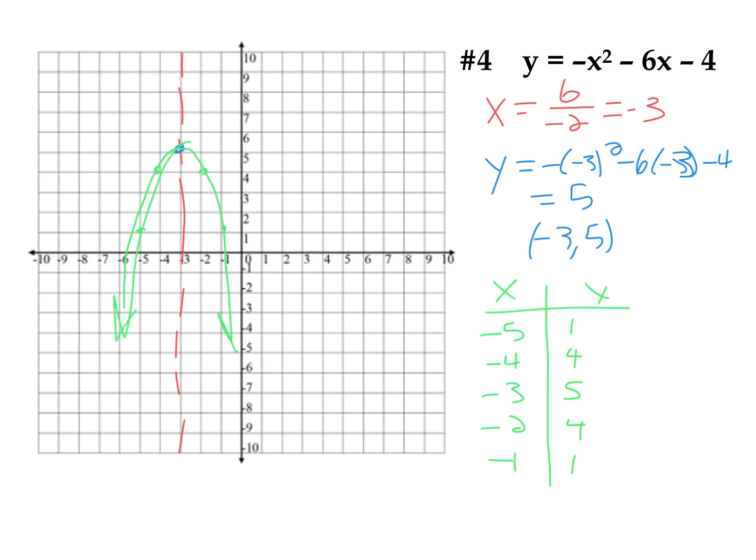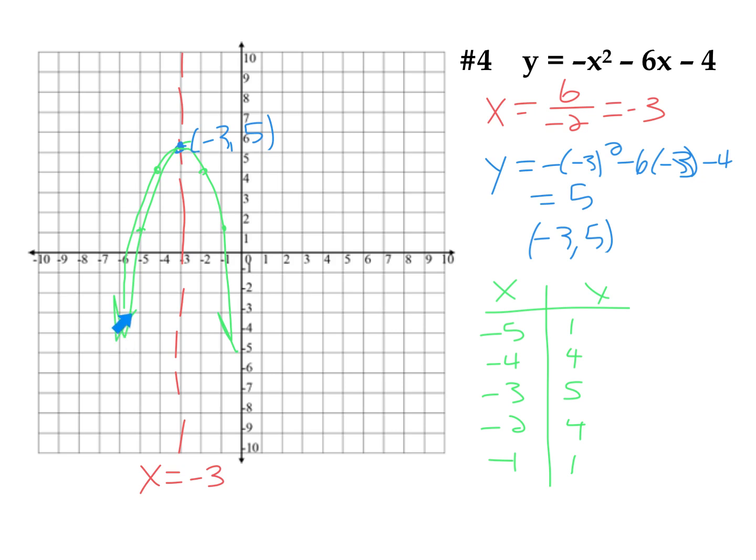Okay, my axis of symmetry is x equals -3, right? My vertex was the point right here, -3, 5, right? That's my vertex. My axis of symmetry, x equals -3, and I got my graph. And it should open down, right?